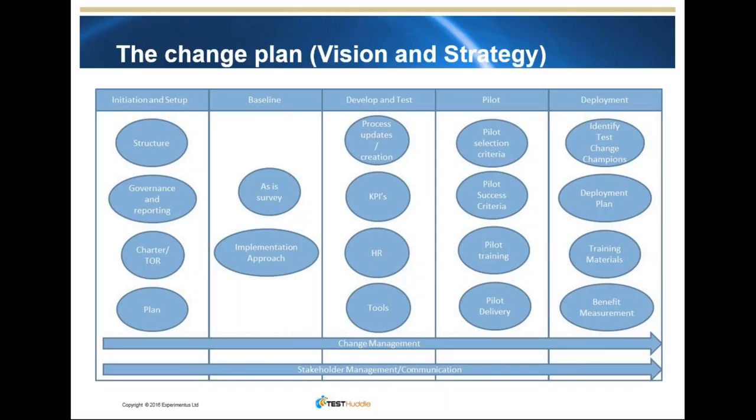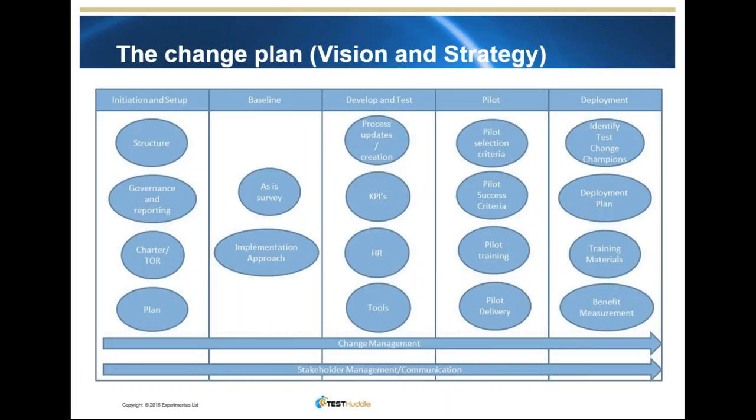Having successfully gone through initiation, and some of these could be run in parallel. They don't have to be run as separate flowing tasks, but we then need to create a baseline. So where are we today? Where is our process today? How good is our process today? What is it we're then going to change? Identifying the gap. What are you going to use as your model? What is the thing you use to measure your process against?